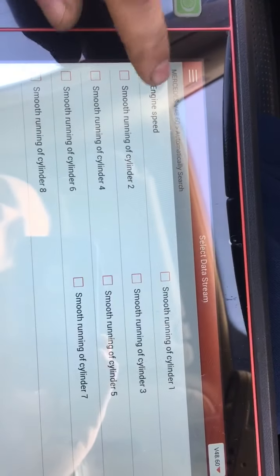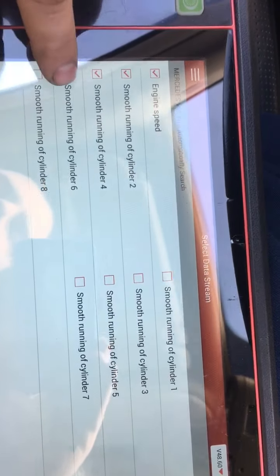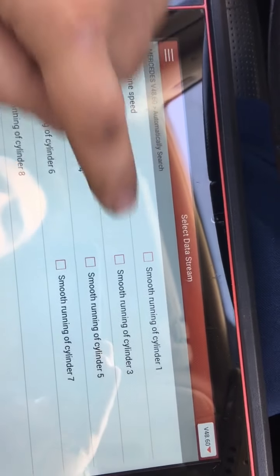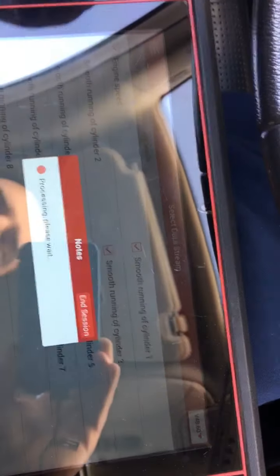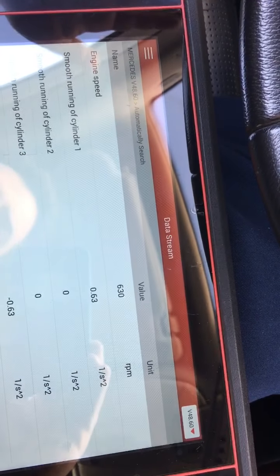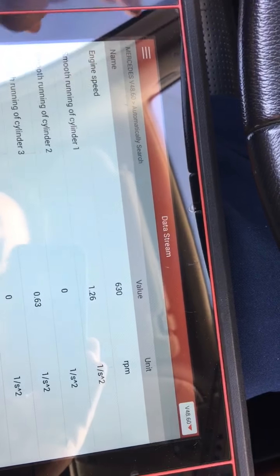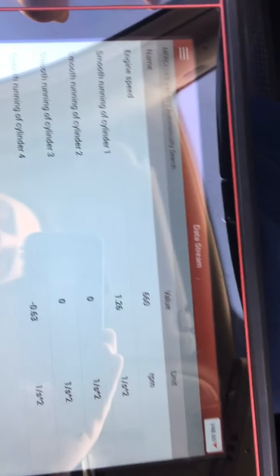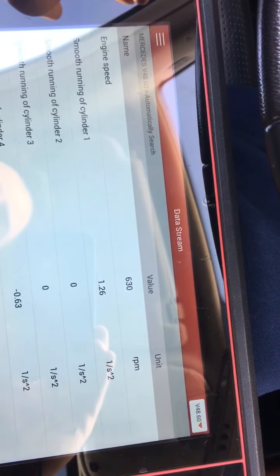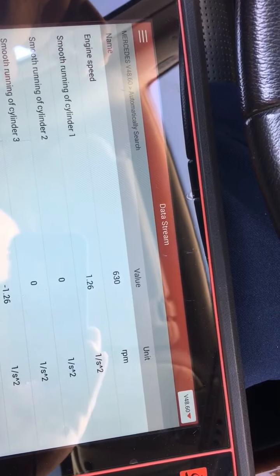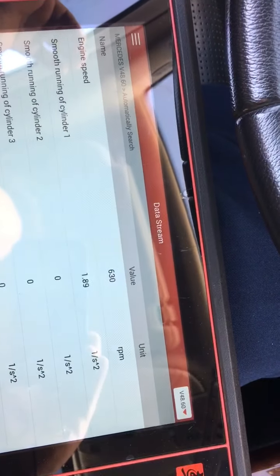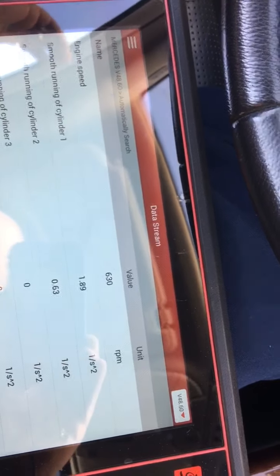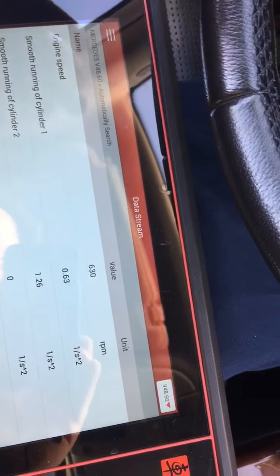But if you go to smooth engine running, and we're gonna mark all the cylinders here, and the car is now fully warmed up. You can diagnose it when it's cold, but usually electric problems appear when the vehicle is fully saturated with heat, but it's different every time.